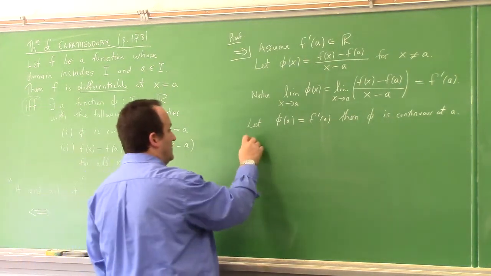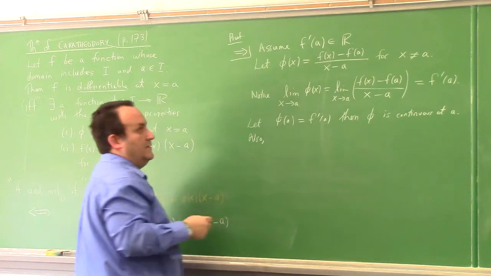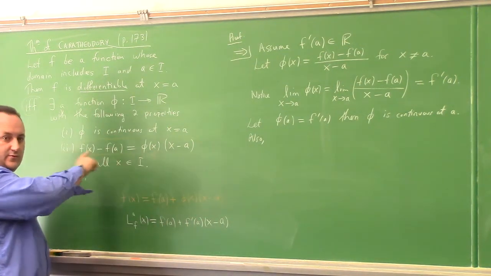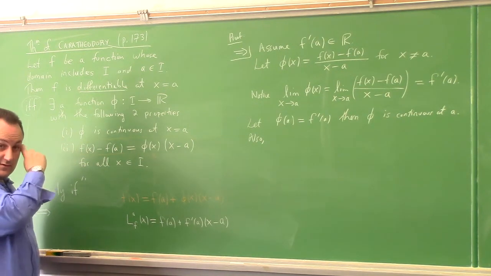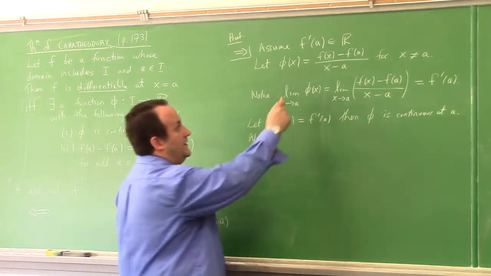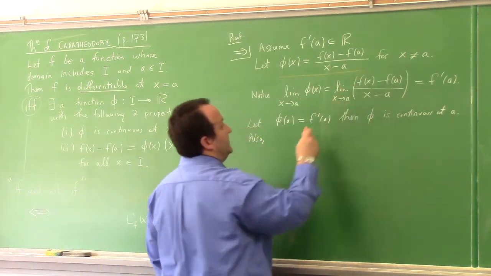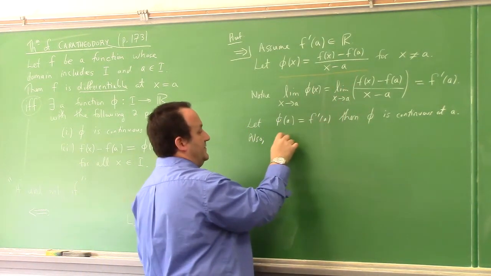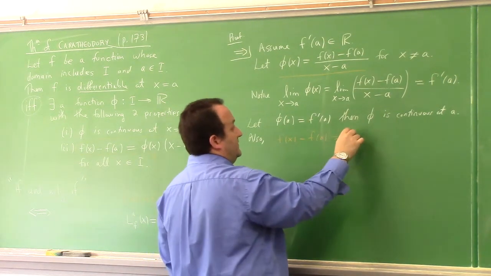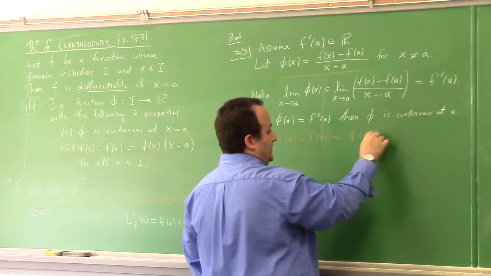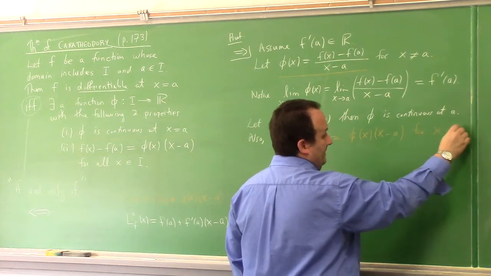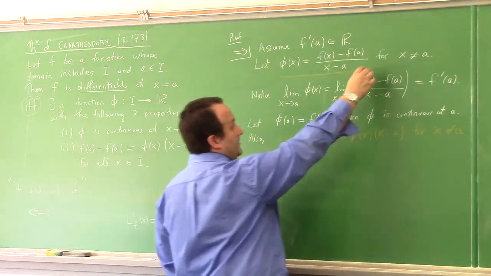Also, what else do we need? We need that this identity, the orange circled identity, holds for this function phi that we're defining. So how about this here? We have f of x minus f of a equals phi of x times x minus a for x not equal to a from star, right?